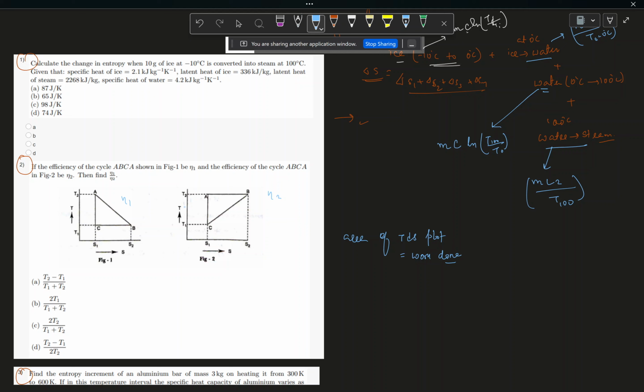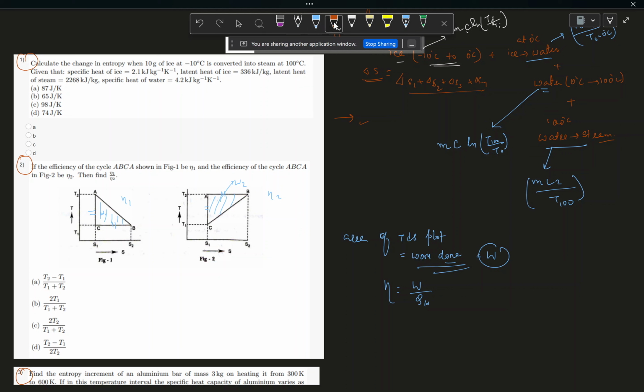already know from the TDS plot what is this value and what is this value, or what is this length and what is this length, and then half into this length into this length will give you a triangle's area, which is the work done in all cases for TS diagram. So work done from here will be obtained from the area of this, and also the area of this will be giving you a work done here. Now for efficiency you also need the heat that is being absorbed, like QH. So how do you calculate QH?